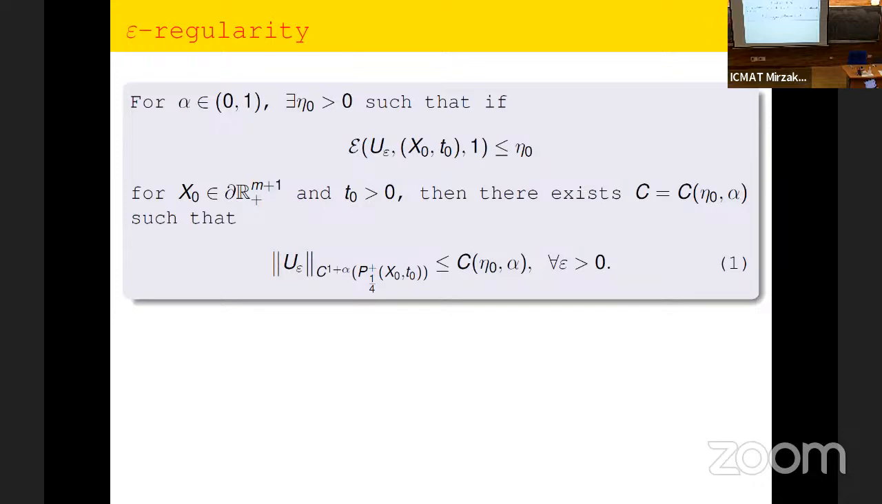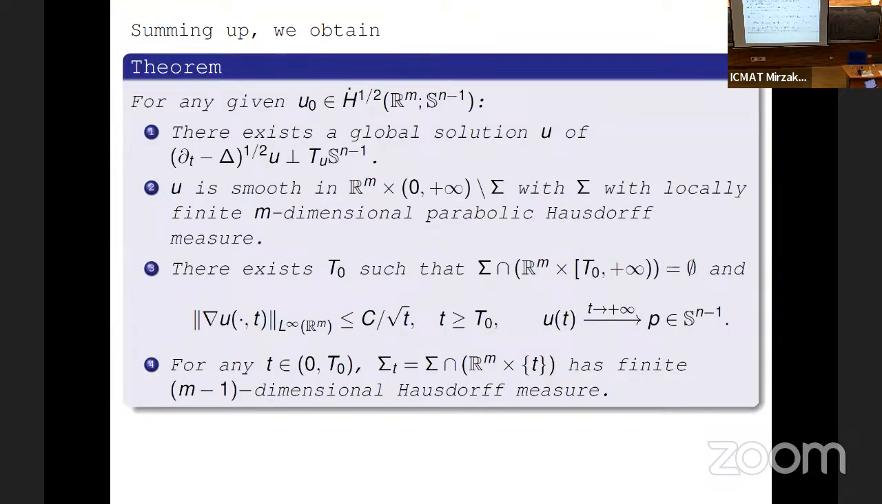And what is the result? As I told you, you can construct a global solution of the flow. This solution is smooth outside a subset sigma of space and time. R^m is the space here. Sigma has locally finite m-dimensional parabolic Hausdorff measure. Parabolic Hausdorff measure means Hausdorff measure evaluated in terms of the parabolic distance.